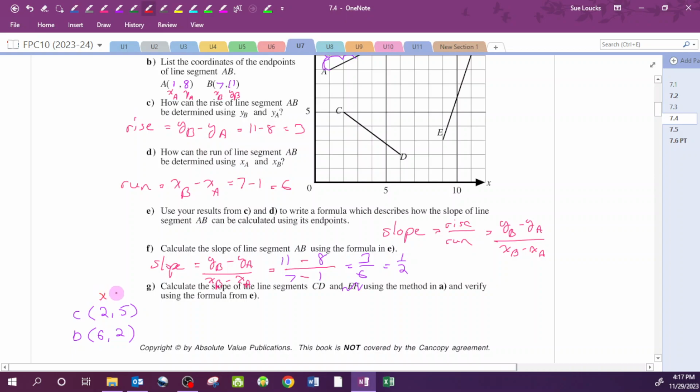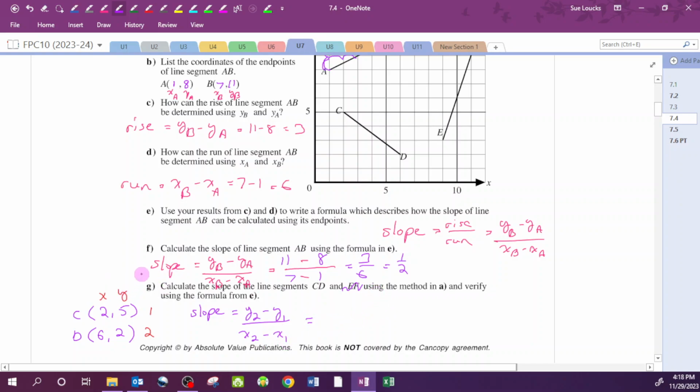Then I'm going to label these. This is my X, and this is my Y. Instead of using sub A and sub B, we usually use 1 and 2, like point 1 and point 2. So I'm going to designate this as my point 1 and this is my point 2. Like I said, it actually doesn't matter. So my formula is slope equals y2 minus y1 over x2 minus x1. Then I'm going to plug in my values.